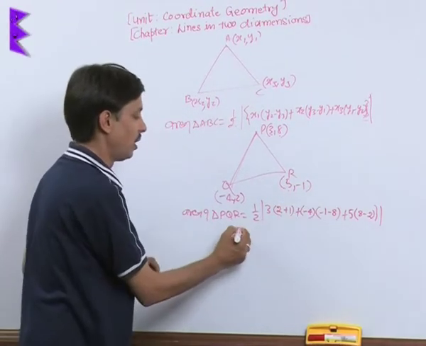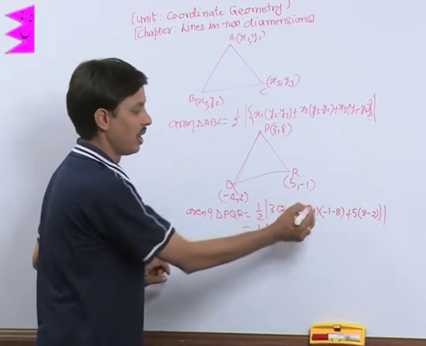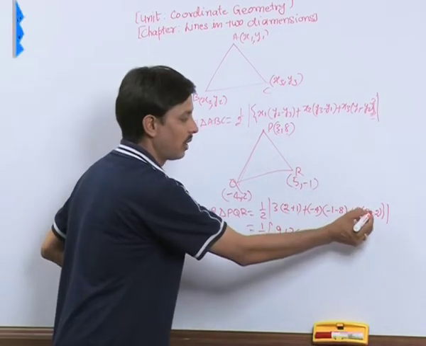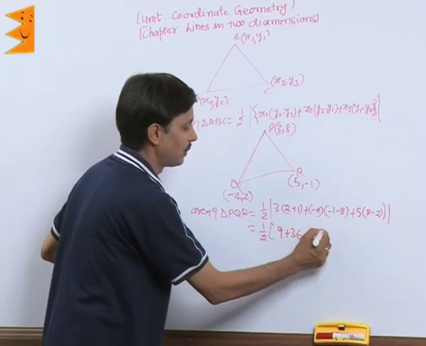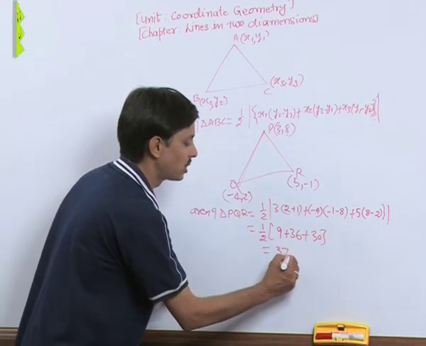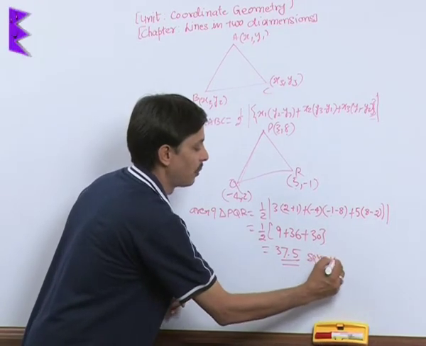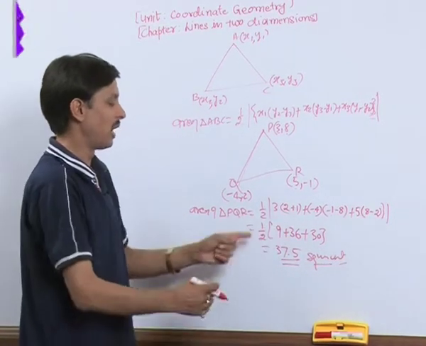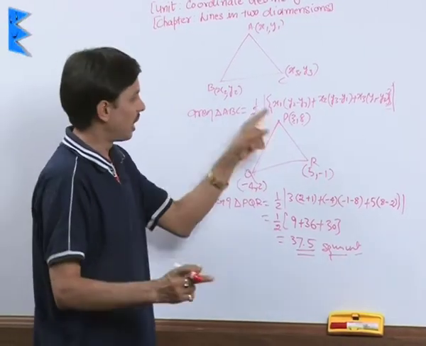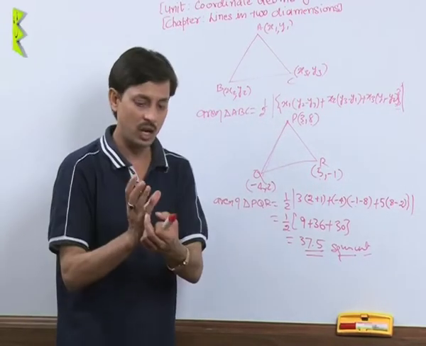Using this formula, we calculate half of 3 times 3, 3 3s are 9, minus 9 into minus 4, plus 36, and 8 minus 2, 6 5s are 30. So the answer will come out after addition, and this is 37.5 square units. If we simplify, we will get 75 upon 2, 37.5 square units. So this is the last result for coordinate geometry, which is applicable for calculating the area of a triangle.